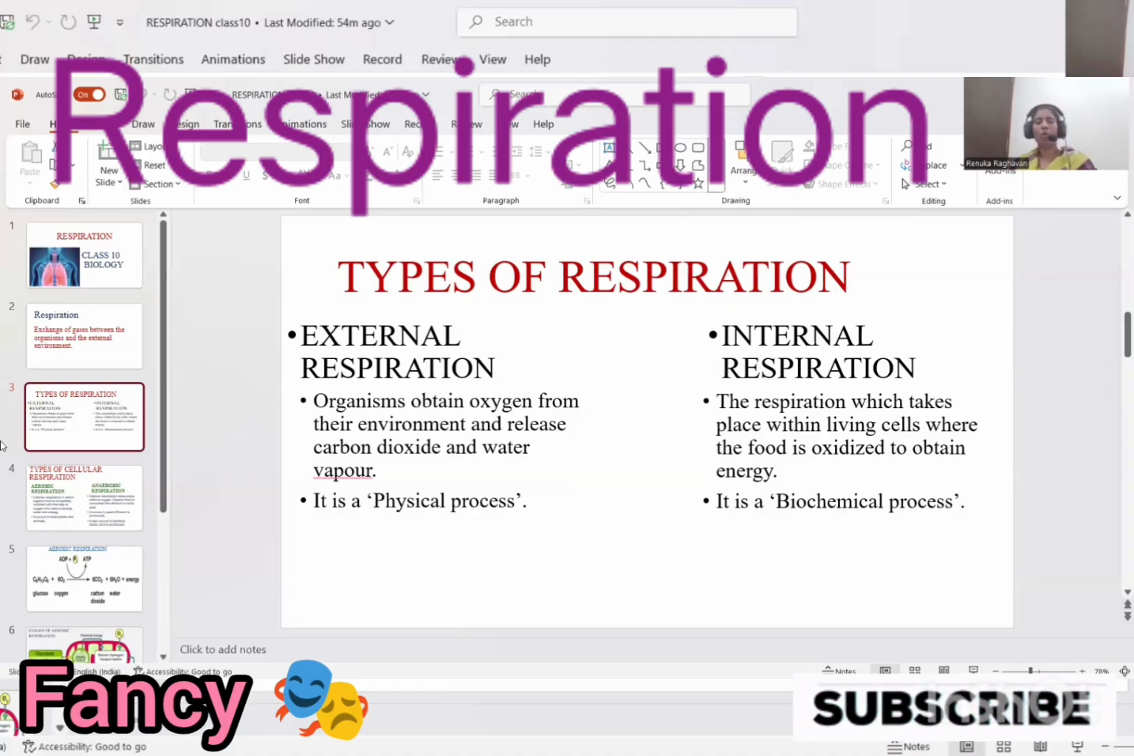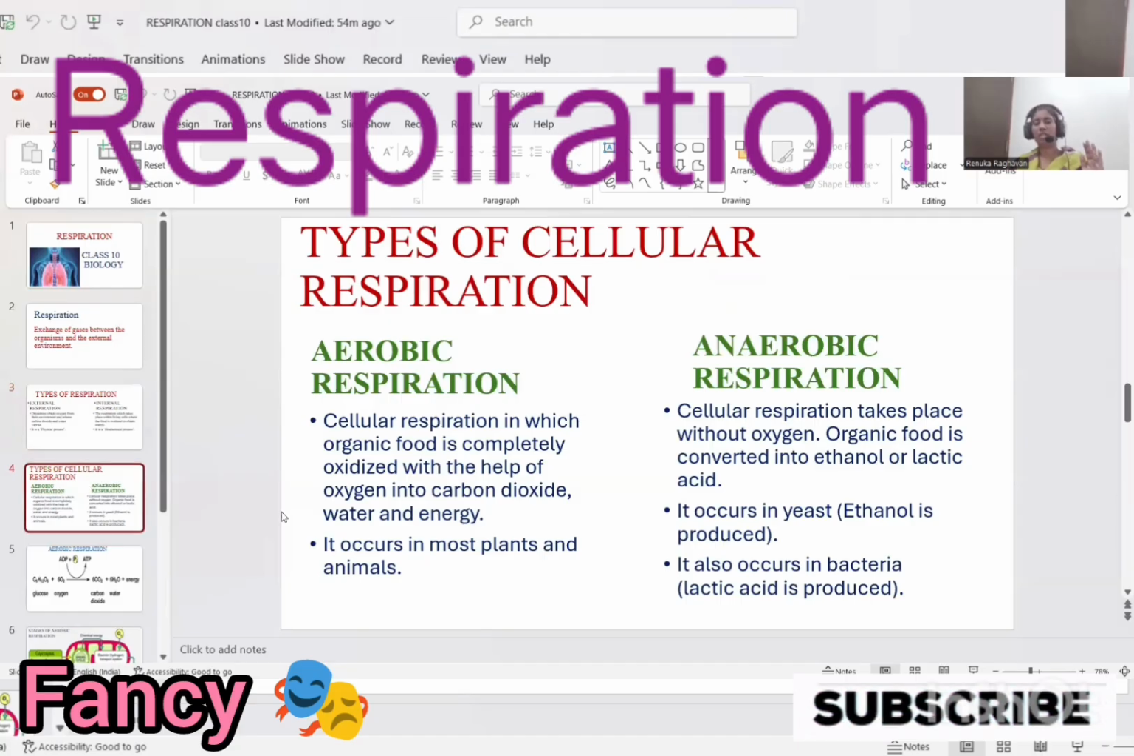Okay, children. Now, in the cellular respiration, we have two types of respiration. Just now I asked you one question. Do all the living organisms need oxygen? Yeah, almost all the plants and animals need oxygen. Okay, but there are some living organisms that don't need oxygen. What are they? They are the microorganisms. Let me explain now.